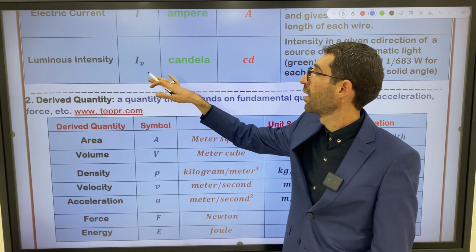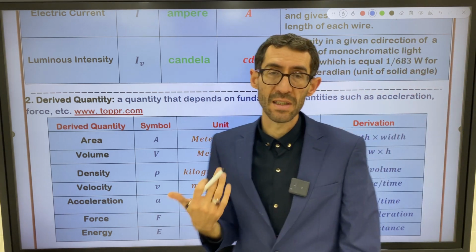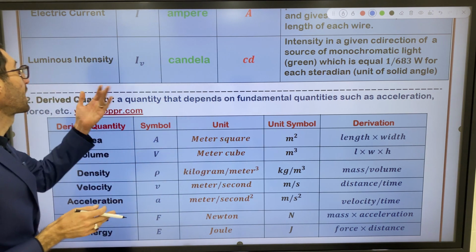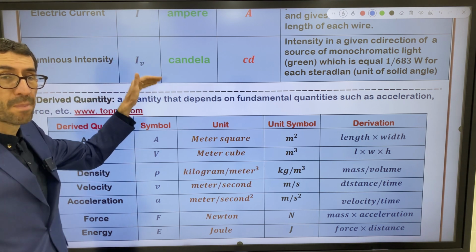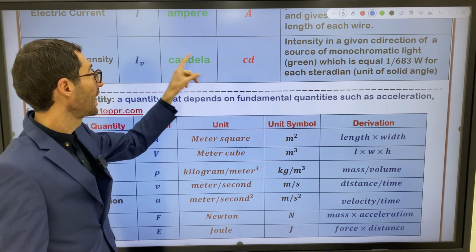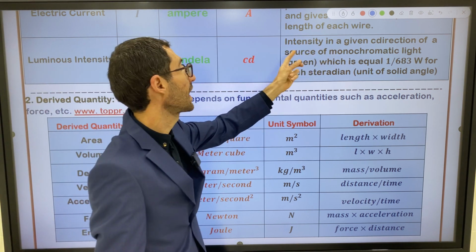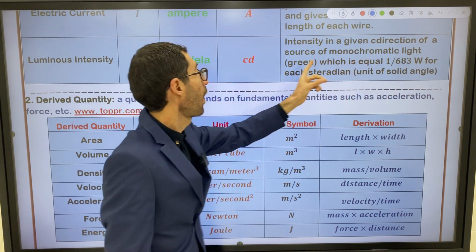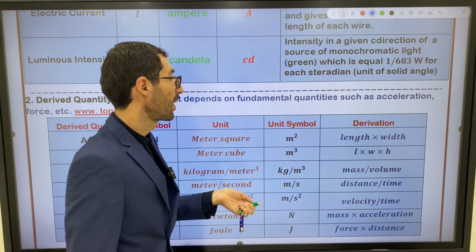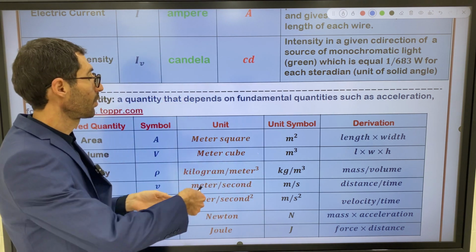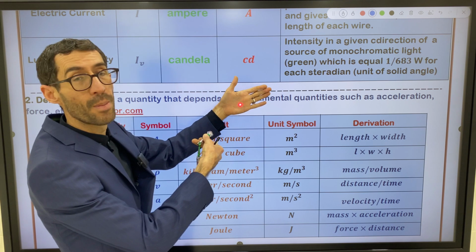Luminous intensity. Especially we use it for light bulbs. Luminous intensity is dedicated for light actually. The symbol of luminous intensity is I sub V. The unit is candela, cd. And the definition of luminous intensity is the intensity in a given direction of a source of monochromatic light. Monochromatic light like this, for example. This laser beam is monochromatic. Let me show it to you. This is a laser beam and monochromatic, right?